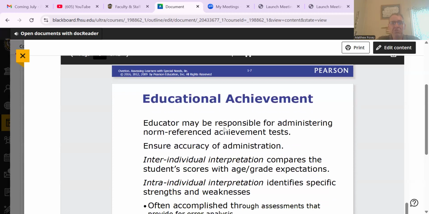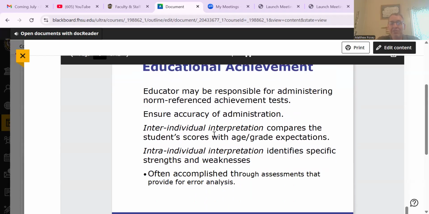When we look at educational achievement, the educator may be responsible for administering certain tests. We want to ensure the accuracy of the administration, and then we want to look at, again, the inter-individual interpretation. Again, that's a norm group, or the intra-individual, which is basically identifying specific strengths and weaknesses, comparing that with that individual, not the norm group.